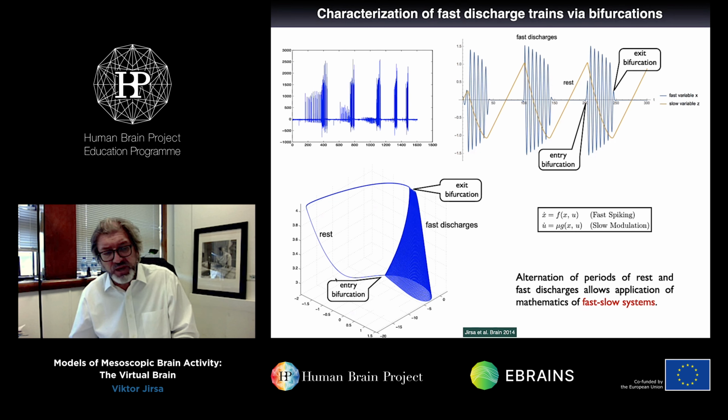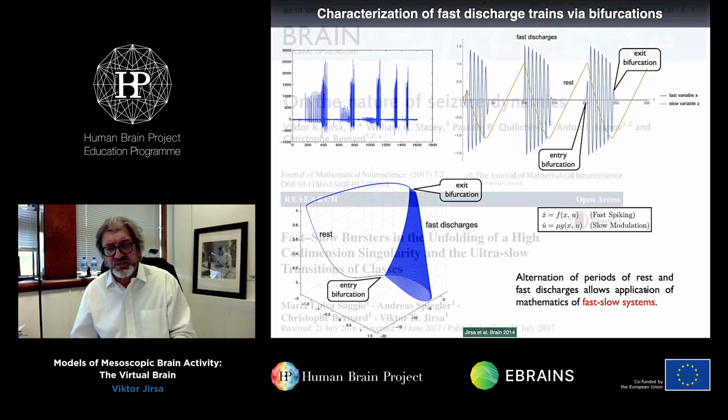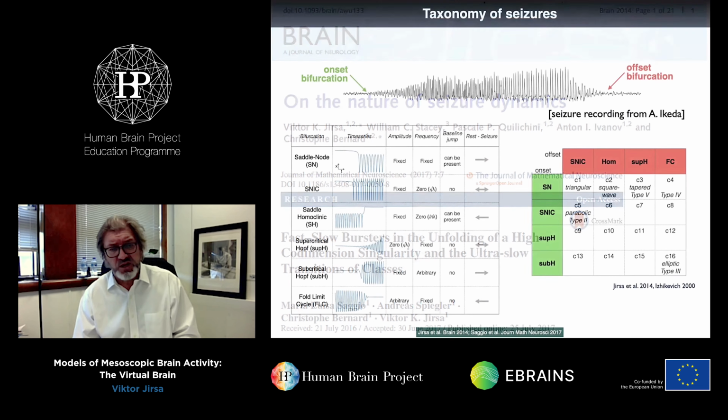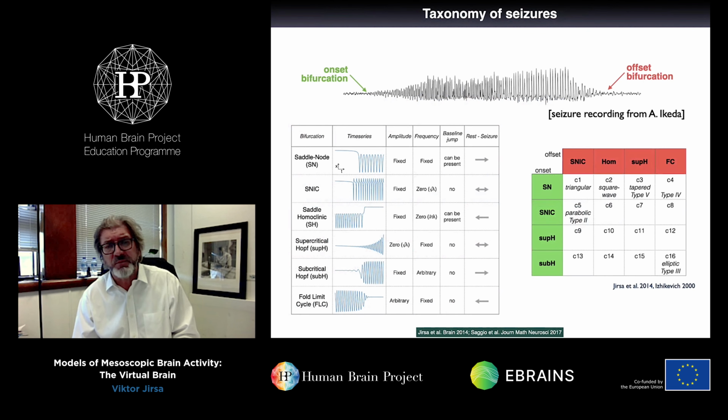And these objects can be characterized by how you leave the rest in order to go into the ictal state and back again. And this is called bifurcation theory. And there is only a finite number of ways of doing this. I'm referring to these papers here. Take a screenshot and have a look at them. And a good thing about this is because there is a finite number of ways how to go into such a seizure or exit it, we can characterize it by different types of amplitude and frequency behavior.